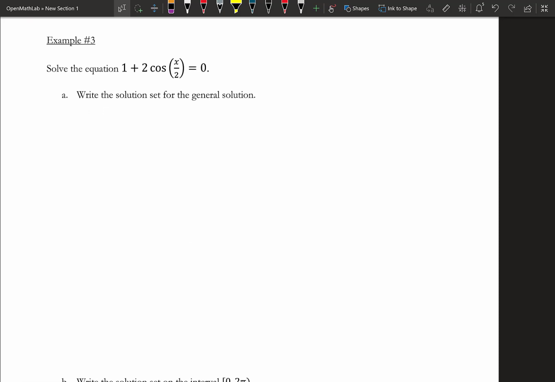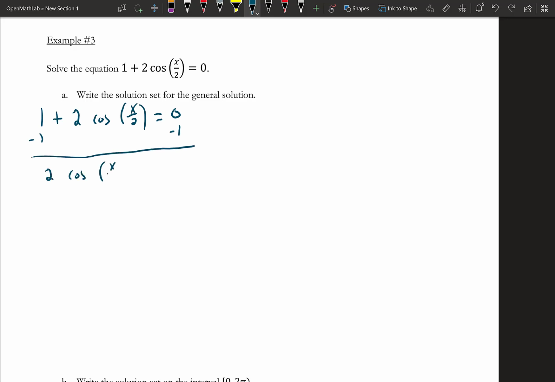So then example 3, we're trying to solve the equation 1 plus 2 cosine of x divided by 2 equals 0. So again, with this one, it's easy enough just to get the trig function by itself, right? So if at all possible, then you want to do that. So if I would solve for cosine, I'd want to subtract 1 from both sides first. So we get 2 cosine of x divided by 2 equals -1. And then divide both sides by 2. We get cosine of x divided by 2 equals -1/2.